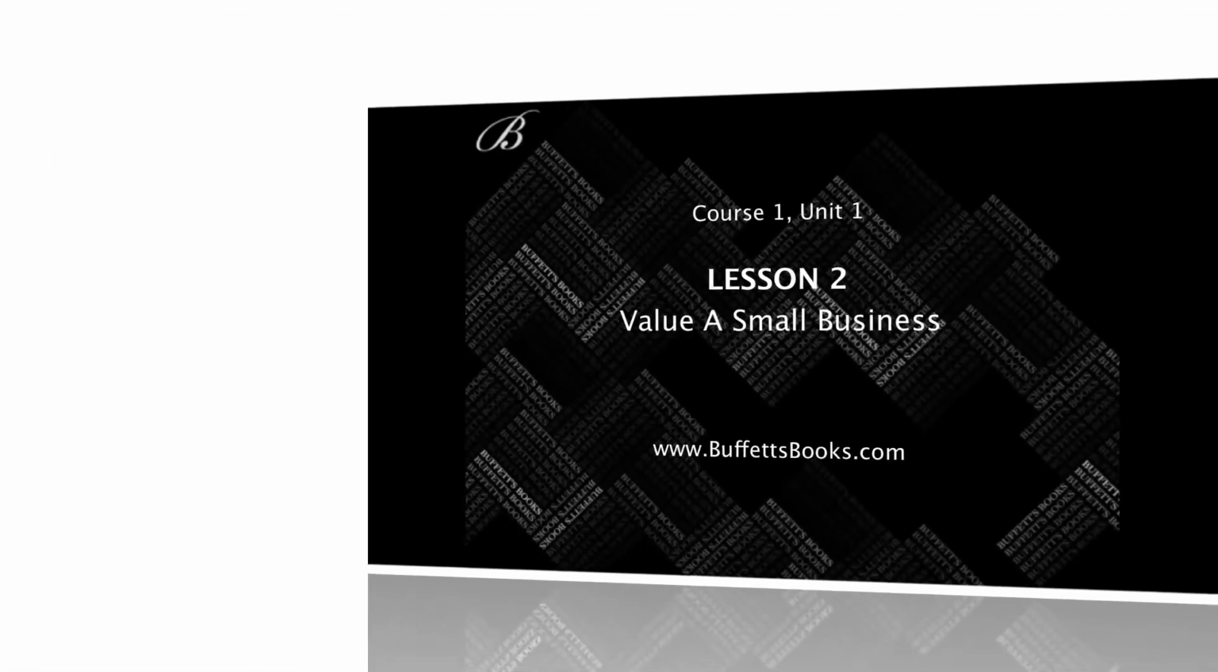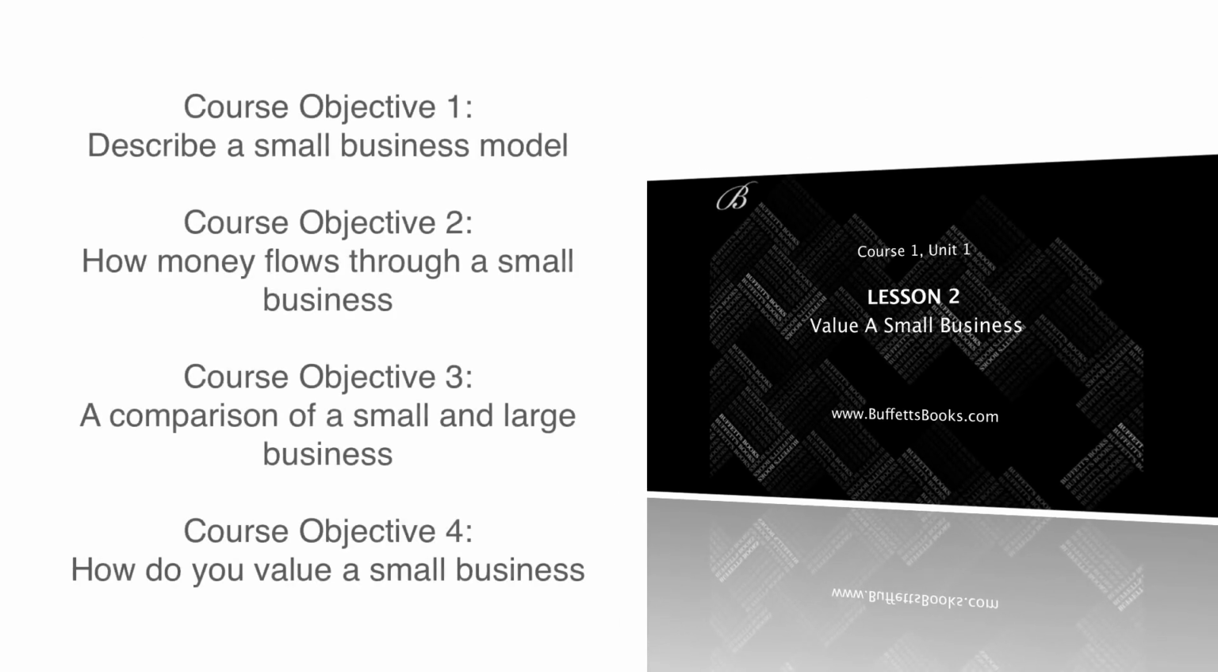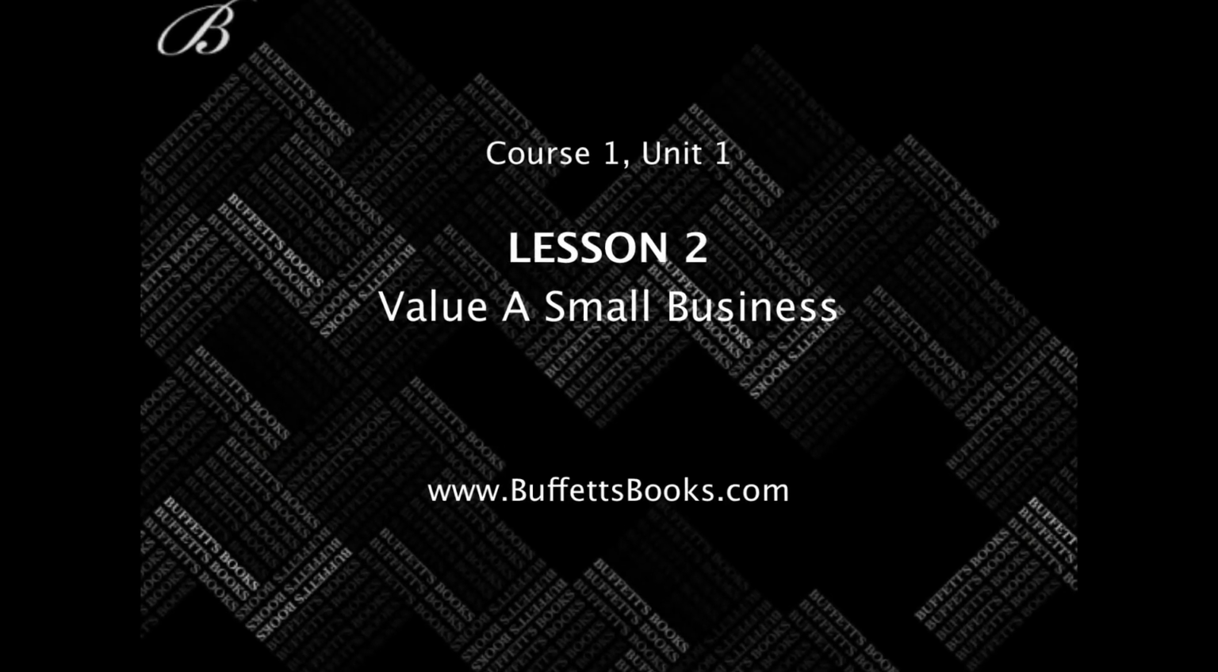So to summarize, we had 4 objectives. The first was to describe a small business model. The next was how money flows through a small business, a comparison of a small business and a large business, and how do you value, generically, a small business. So that concludes lesson 2, and I look forward to seeing you guys in lesson 3.